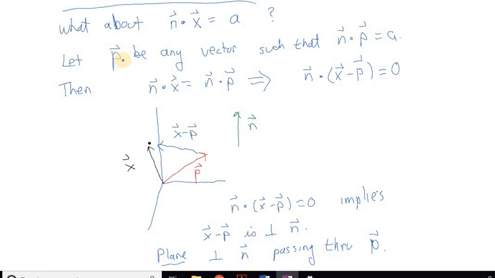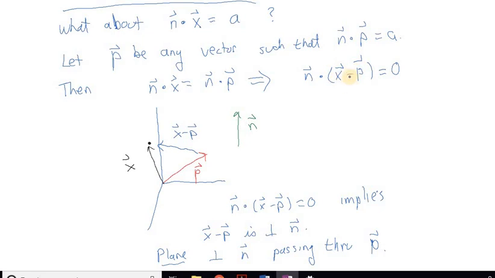All right? Then I can rewrite this equation here as n dot x equals n dot p, because n dot p is equal to a. And then I can rearrange this to say n dot (x minus p) is equal to 0. Now I'm back in business, because I know n dot something equals 0 means that n must be perpendicular to this vector x minus p.